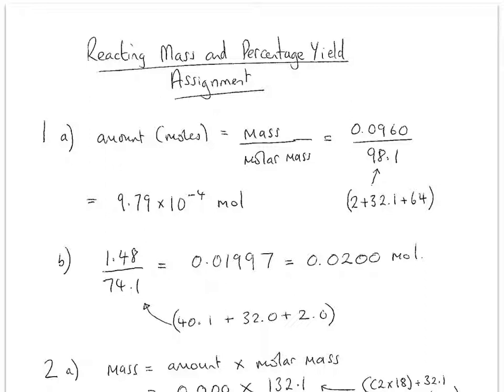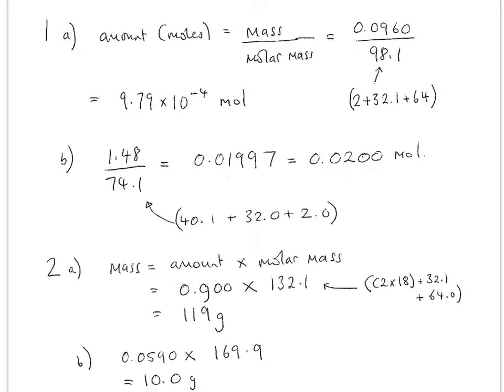1.48 grams of calcium hydroxide. Change into amount. Mass divided by molar mass, where the molar mass of calcium hydroxide is 74.1, equals 0.01997, rounded up to 3 sig fig, 0.0200 moles.